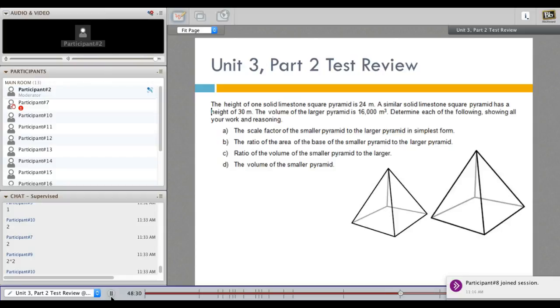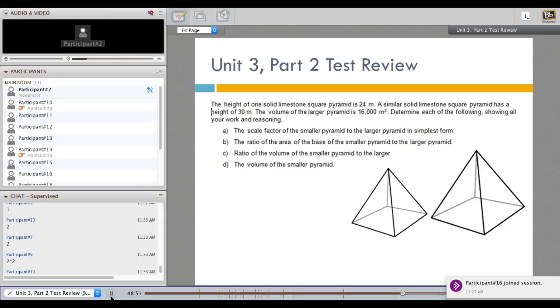So let's see. How far did we get last time? Did we get the scale factor? I think we did. Or maybe we just wrote out the equation. Oh, and by the way, give Anthony and Dustin a round of applause for that last slide. They did a great job. Excellent job. Thank you for volunteering.